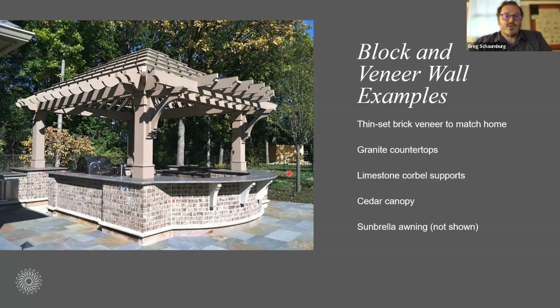We've already seen this image, but it just illustrates the idea of using thin set brick veneer to match the home. Certainly some of the things you do outside with granite countertops can be used. In this instance, something is using a limestone corbel support so that you've got some structure and a way to support the overhang. And then on this material, this gets a little bit ahead of ourselves into the structures, but we've got a cedar canopy, and then there's an awning top that's not shown. That's this umbrella fabric that's seasonally put on top of this outdoor kitchen for it.